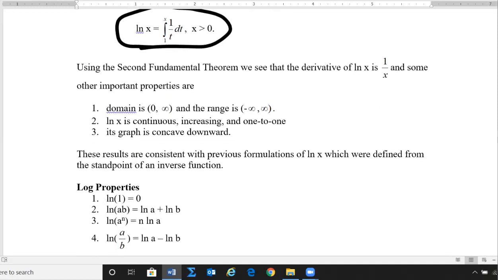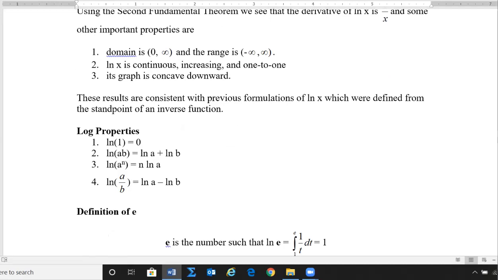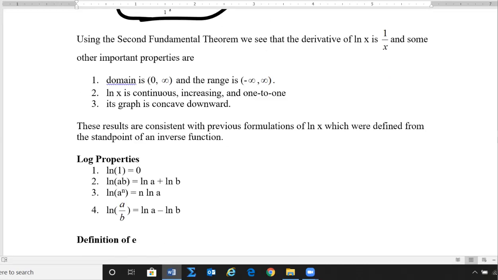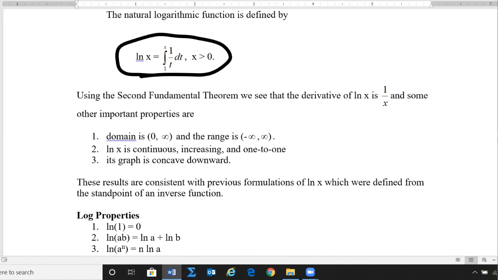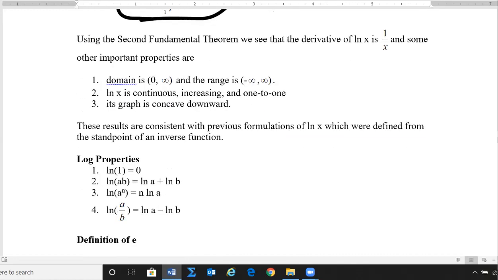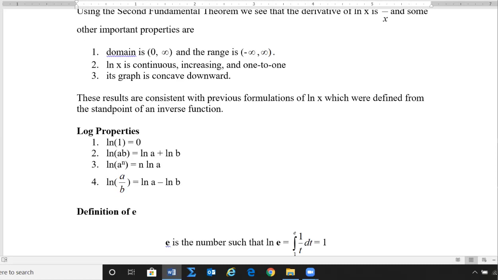Now we've got a couple other properties that come right out of the definition. Natural log of 1 is 0 because the integral from 1 to 1 is 0. These other properties are not so obvious. We'd have to take some time to prove them, 2, 3, and 4. But they are the familiar properties that you are aware of from your college algebra intro to the natural log function. So they are not different here. They're the same. We'd have to spend a little bit of time developing these, but they're not that difficult to derive.